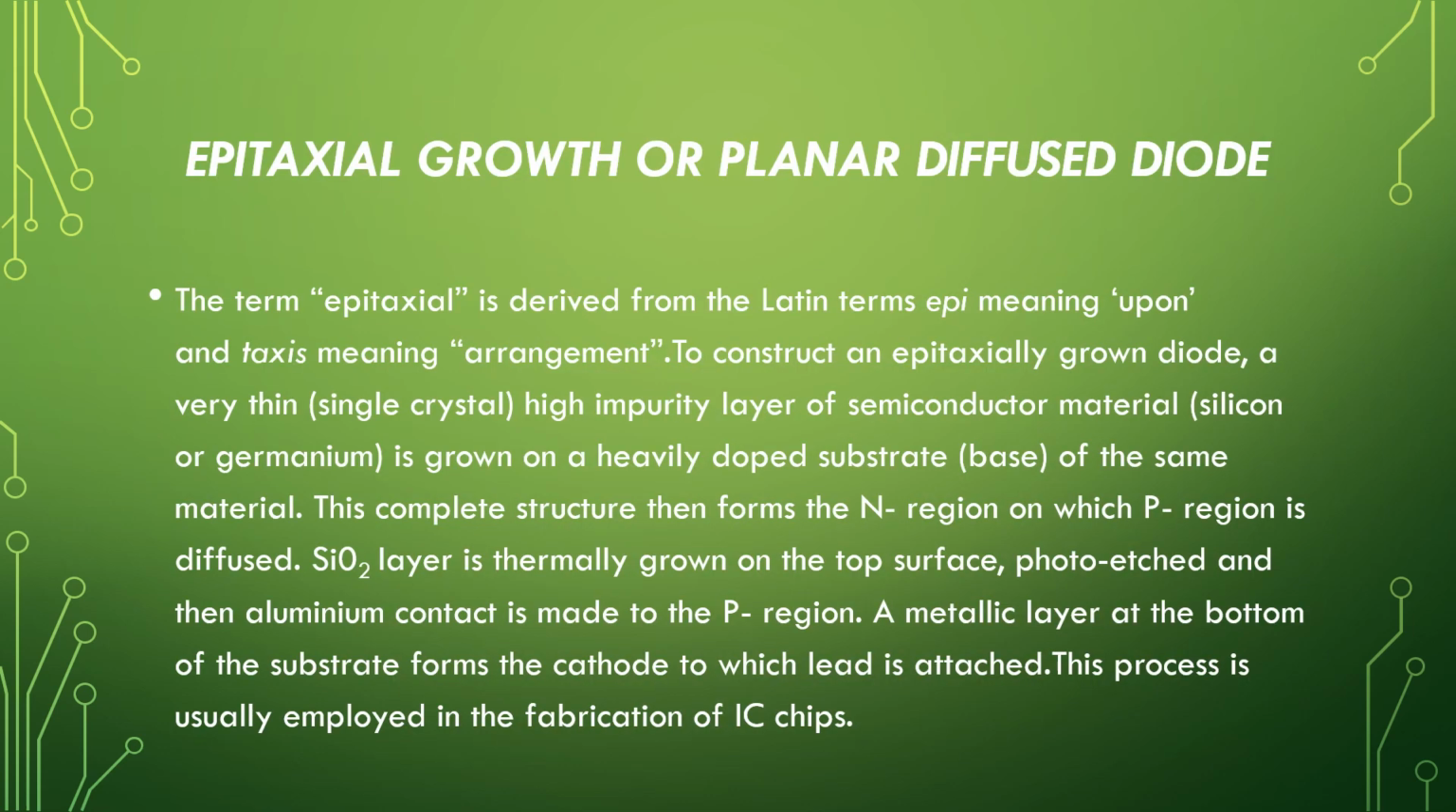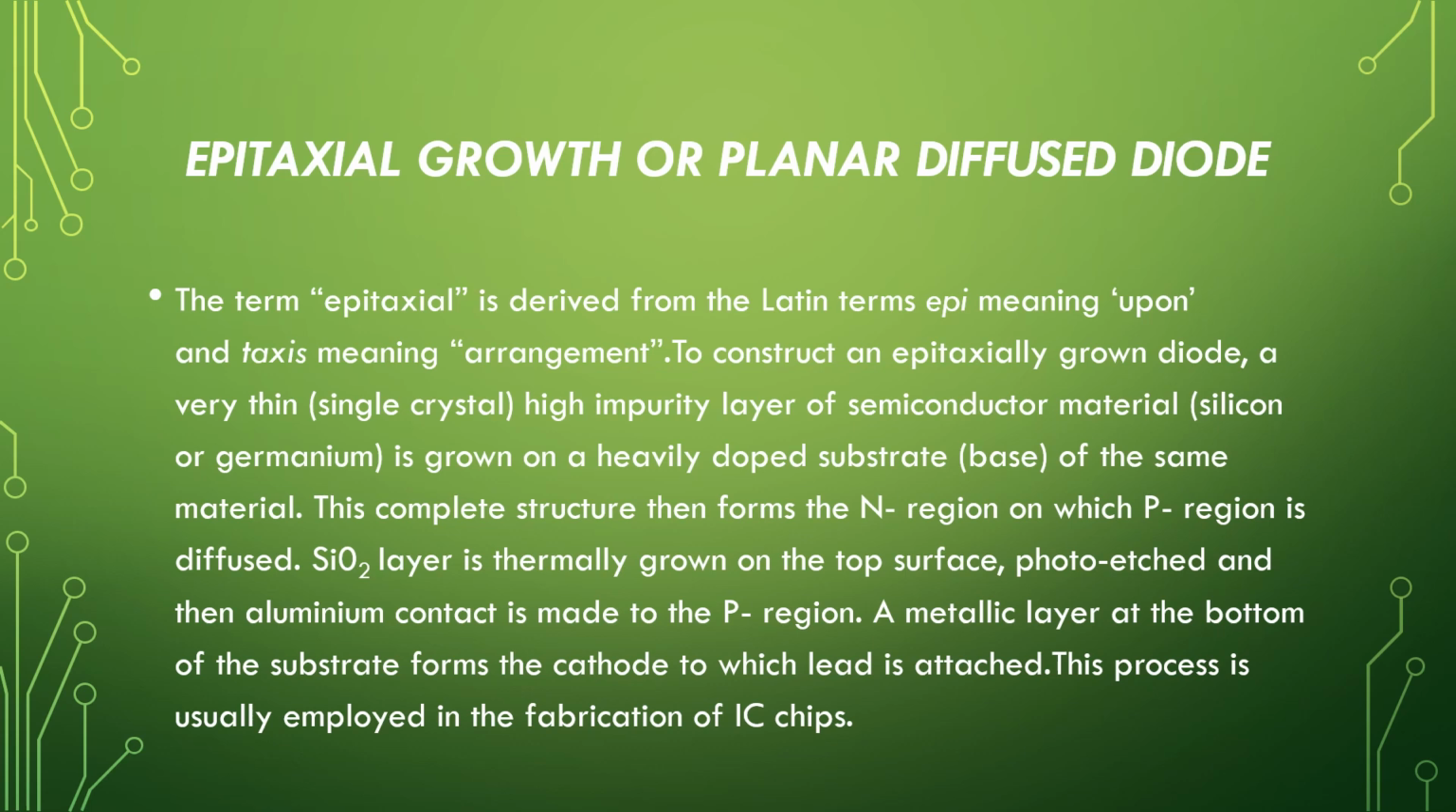Epitaxial growth or planar diffused diode. The term epitaxial is derived from Latin terms epi meaning upon and taxis meaning arrangement. To construct an epitaxially grown diode, a very thin single crystal high purity layer of semiconductor material, silicon or germanium, is grown on a heavily doped substrate base of the same material. This complete structure then forms the N region on which P region is diffused.